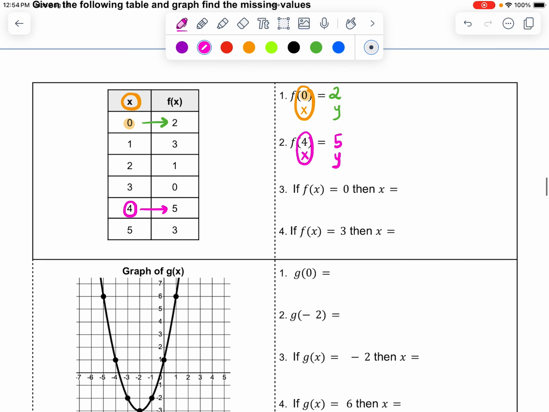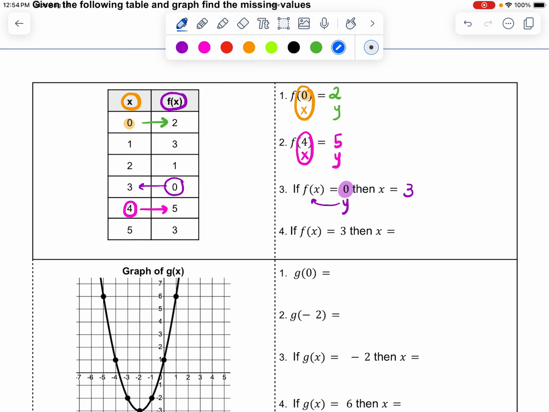For problem number 3, you can see that the 0 is actually outside of the parentheses. So this time I know the y and I need to figure out the x, which means I'm going to look for that number in the y column. The 0 is here, so the corresponding x would be 3.